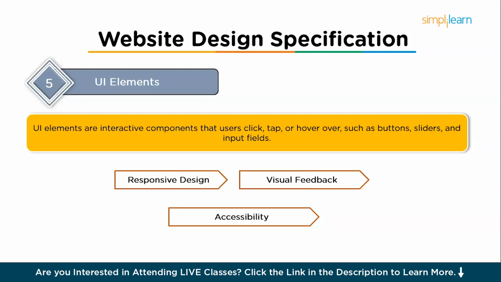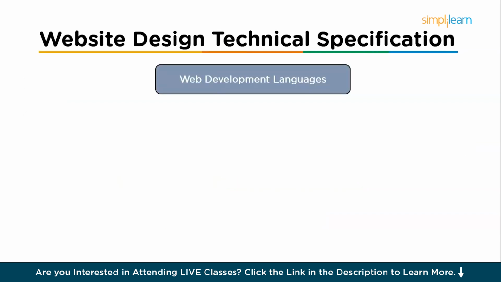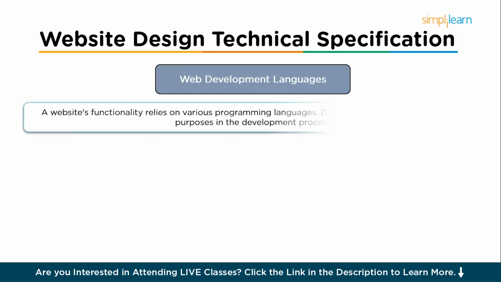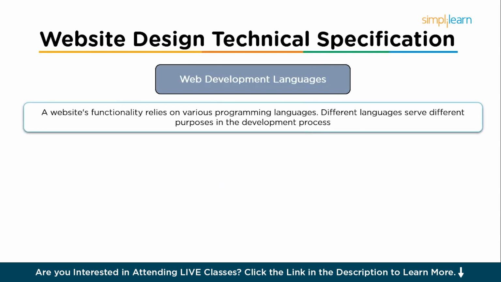So now, after seeing website design specification, let's understand technical specification in web design. The first one is web development languages. A website's functionality relies on various programming languages. Different languages serve different purposes in the development process.